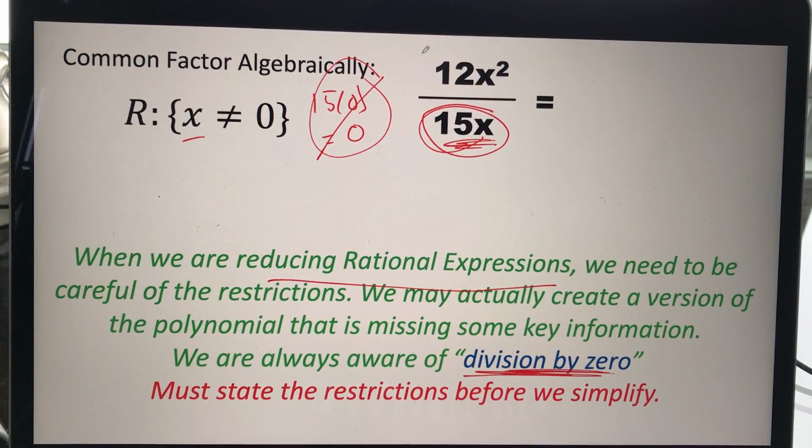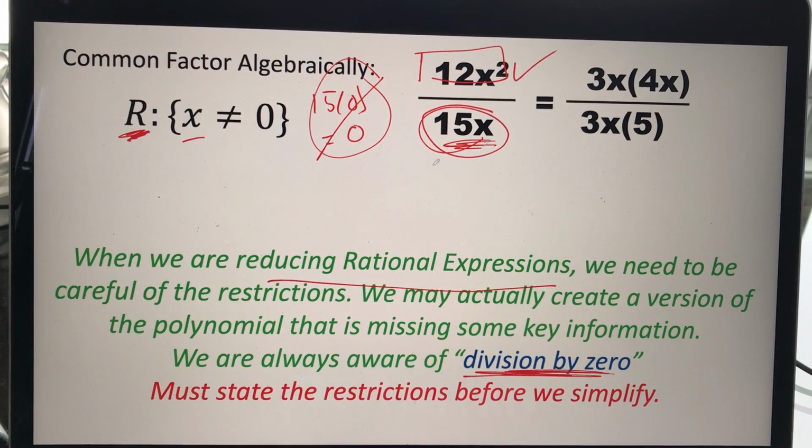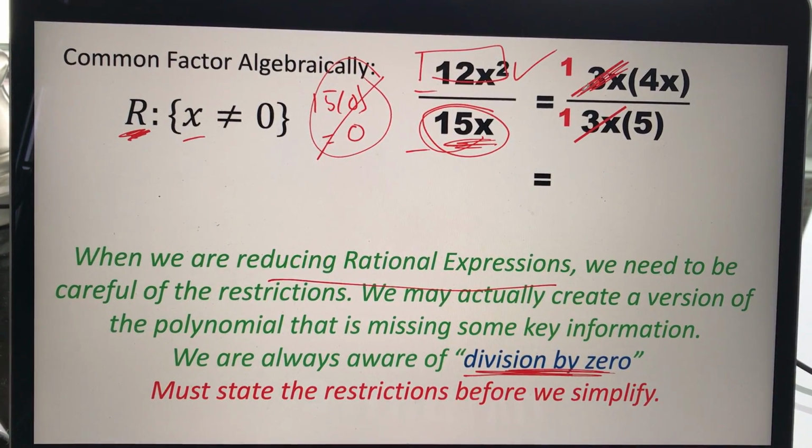I don't care about the top. The top is fine. I can have a 0 up there, but not down in the bottom. So the restriction is just going to be a statement of what I'm not allowed to have down in the bottom. Now, to continue working through this question, I can do a little common factoring in the top, a little common factoring in the bottom, and the question is kind of rigged, so I get this common factor of 3x in the top and 3x in the bottom. As always, these common factors divide out, and that leaves me with 4x over 5.